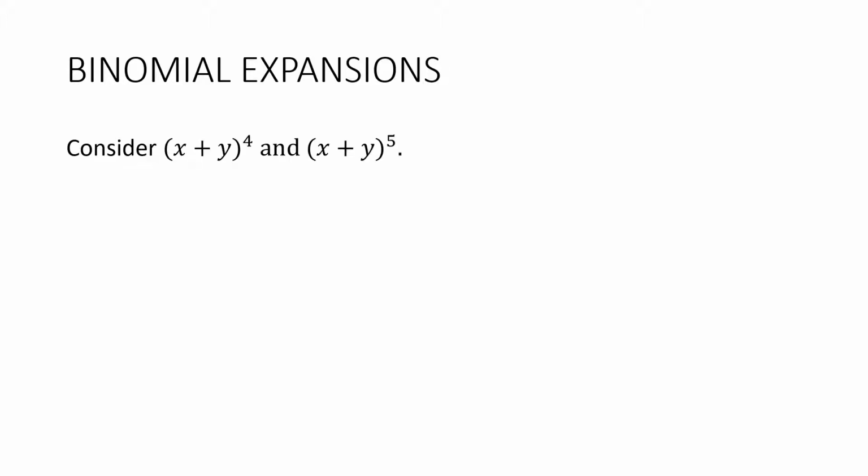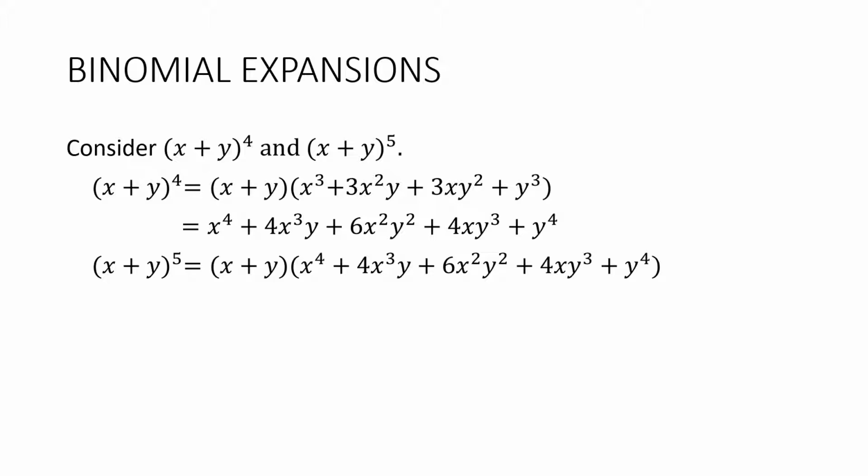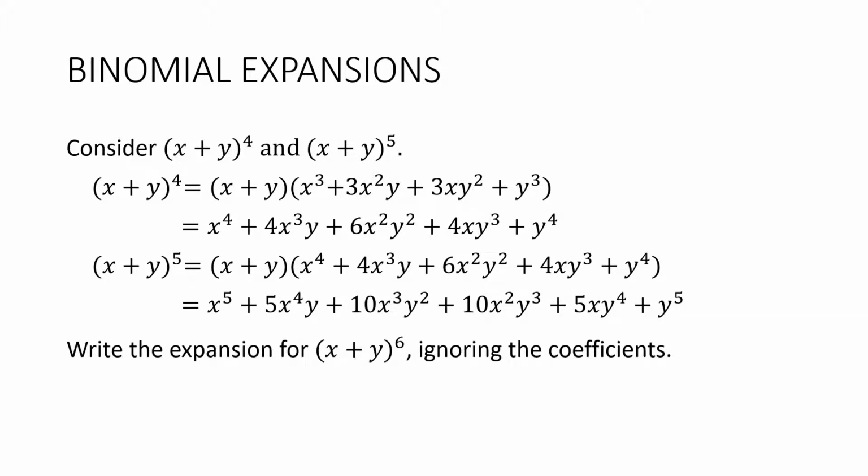So let's have a look at x plus y to the power of 4 and x plus y to the power of 5. So just like before, we can multiply the expansion for x plus y cubed by another x plus y. And after we've manipulated everything, we end up with this. And ditto for x plus y to the power of 5. But you can see how it's starting to become quite unwieldy, and we do need an alternate method.